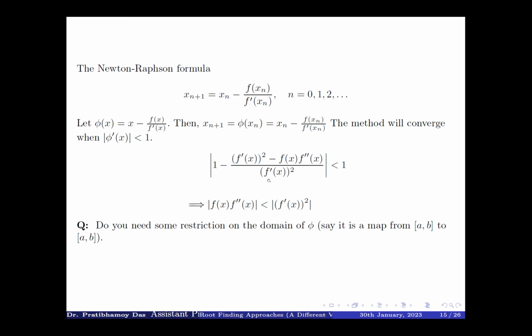Then you take the derivative of phi. That has to be a contraction: the absolute value of phi dash x should be less than 1. If the function f satisfies this condition, then the Newton-Raphson method will always be convergent under any initial guess. Do you need some restriction on the domain of phi? That I'll leave to you, because phi also should be a self-map: phi of the closed interval [a, b] should be a subset of [a, b].